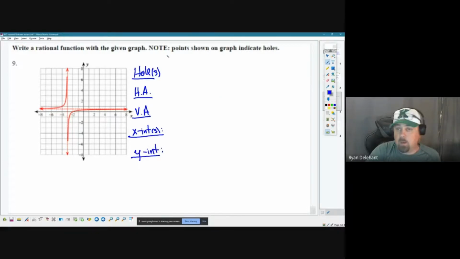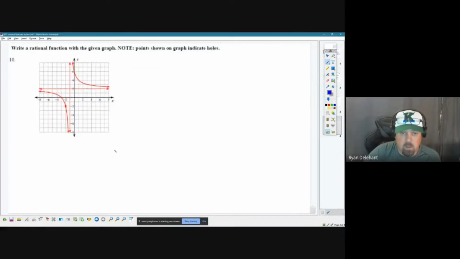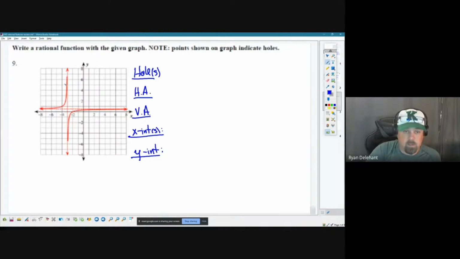So holes. Now up here it says note points shown on the graph indicate holes. Now I did include this other one. You see where they put the big dot? What they're trying to say there is there's a hole in this graph at that spot. So for this one, I don't see any of those points. So that means there's no holes.